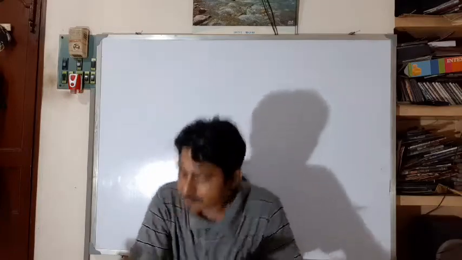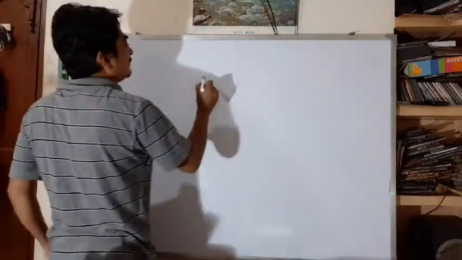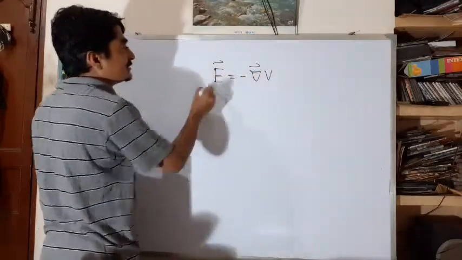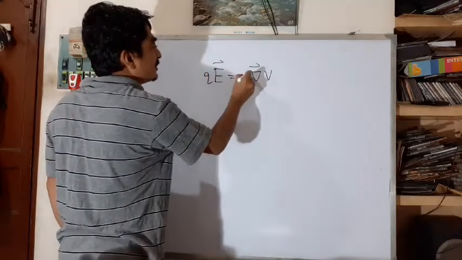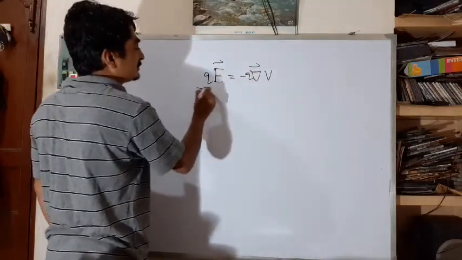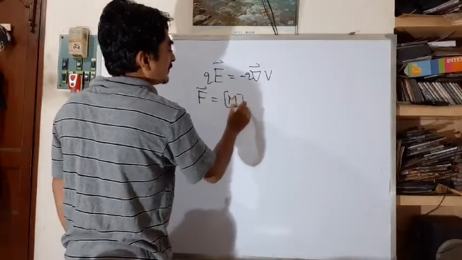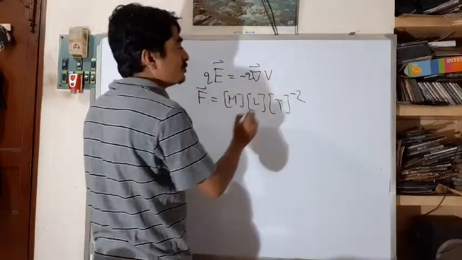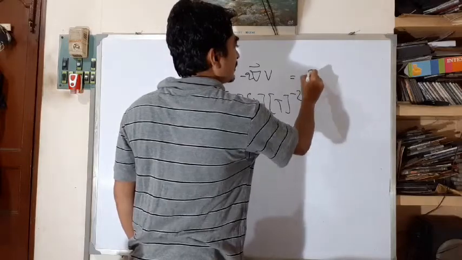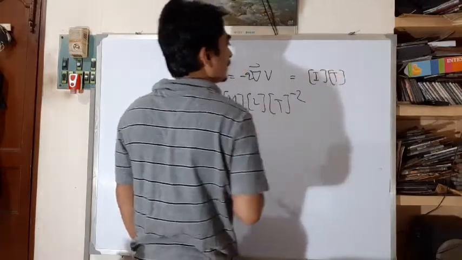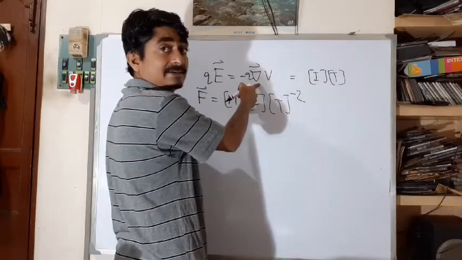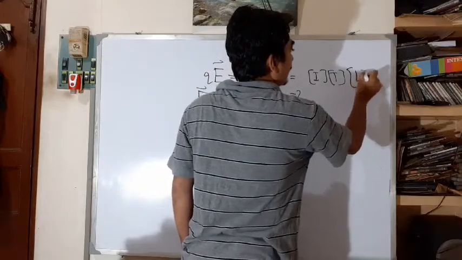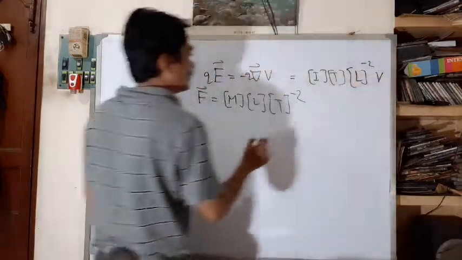Okay, let me find it out. It's very easy because we know electric field is equal to minus grad of V. So what is the dimension of E? If you multiply it with Q on both sides, then this is force, of dimension M L T to the power minus 2. And what is the dimension of Q? Equals I T. And what is the dimension of del or grad? That is del x, that means L minus 1. And V, so these both are the same.